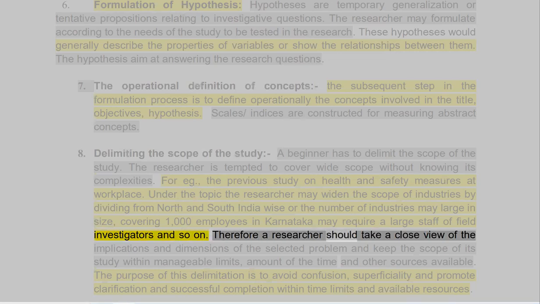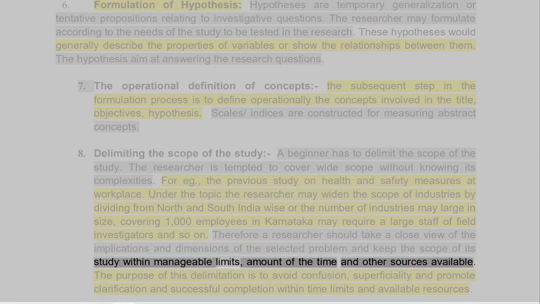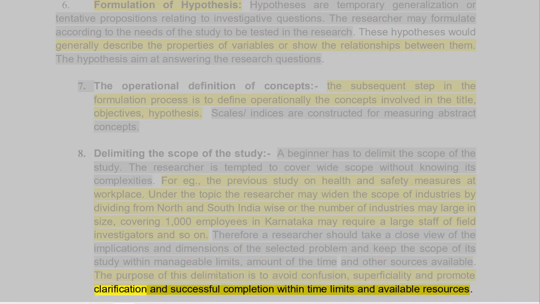Therefore, a researcher should take a close view of the implications and dimensions of the selected problem and keep the scope of the study within manageable limits, amount of time, and other resources available. The purpose of this delimitation is to avoid confusion and superficiality, and promote clarification and successful completion within time limits and available resources.